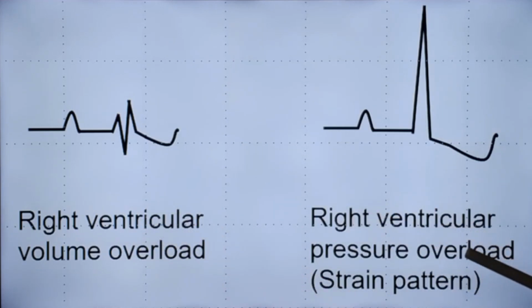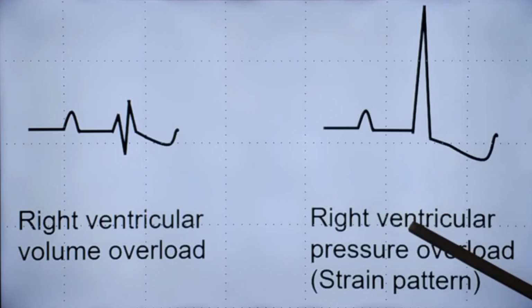And in right ventricular pressure overload, the strain pattern is seen. Tall R wave in right precordial leads with ST depression and T inversion. The P wave may be prominent. There could be a prominent peaked P wave in V1 due to associated right atrial enlargement in right ventricular hypertrophy. And this is typically seen in pulmonary stenosis and any other cause of severe pulmonary hypertension.